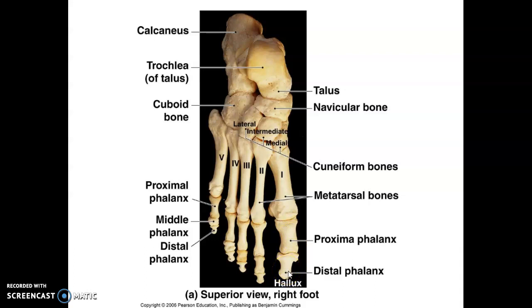Either term is correct. Here I've got my distal, middle, and proximal phalanx or phalange of the second metatarsal. And here I have my distal, middle, and proximal phalanx or phalange of the fifth metatarsal.